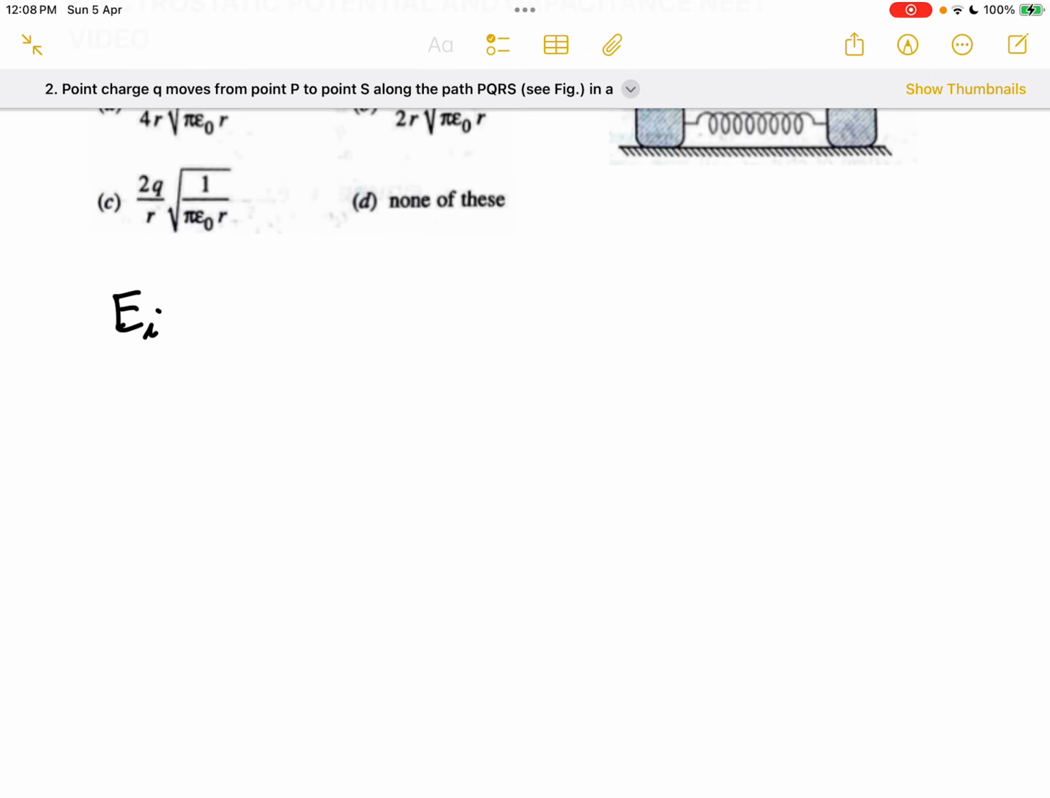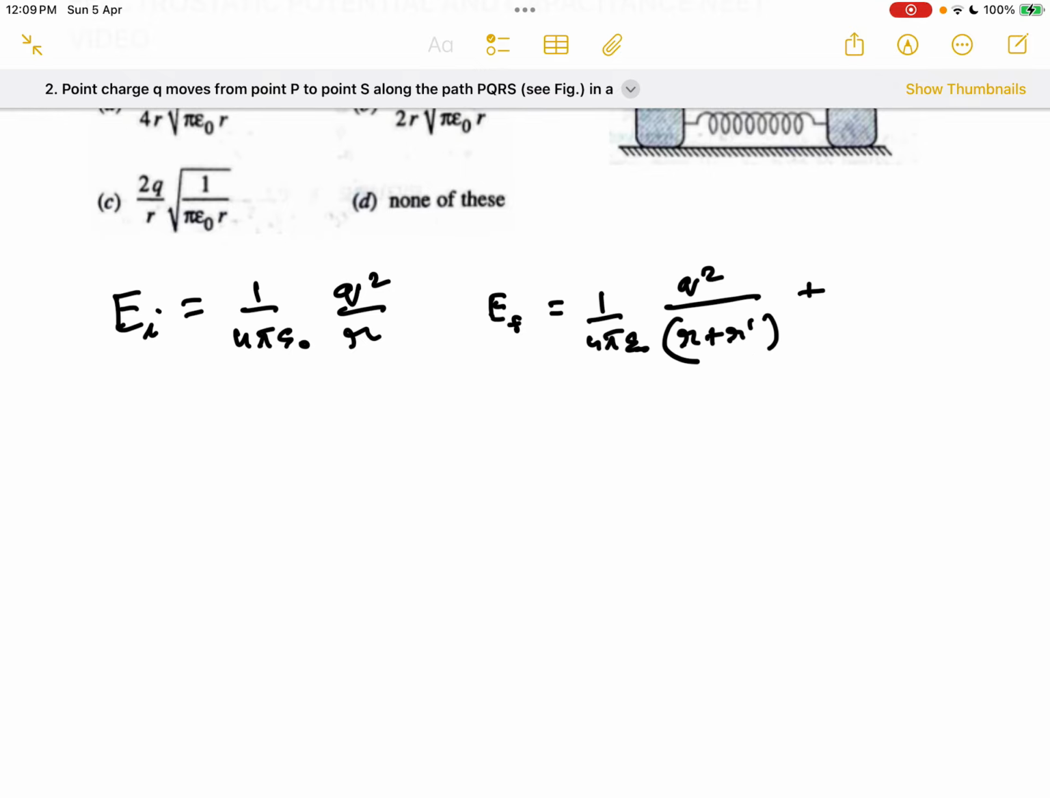Initially, the energy is only in the form of potential energy of two charges. So you can write that as 1 by 4 pi epsilon naught q square divided by r, r being the initial separation between them. The final energy of the two charges, when you let them go and when the spring is in the stretched position r dash, you would have 1 by 4 pi epsilon naught q square divided by r plus r dash, plus the potential energy in the spring, half k r dash square. Now, since the energy is conserved, EI would be equal to EF.